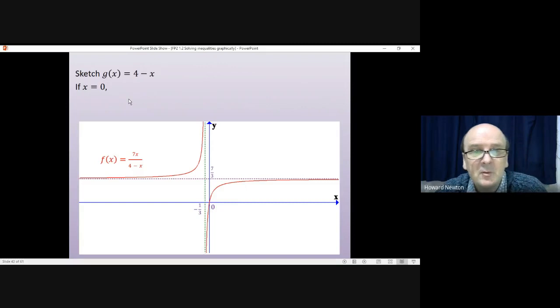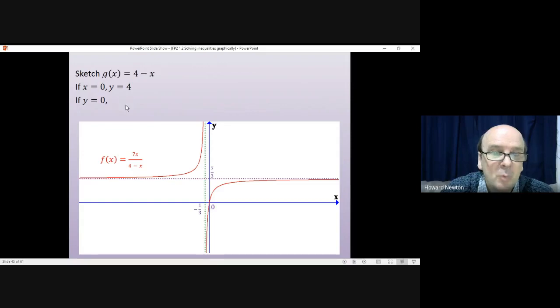So step one is saying, where does it cross the y-axis? Well, that's where x equals 0. If x equals 0, we'll just have y equals 4, or g of x equals 4. And if y equals 0, then 0 equals 4 minus x, and you'll get x equals 4. So two crossing points, one at 0, 4, one at 4, 0.